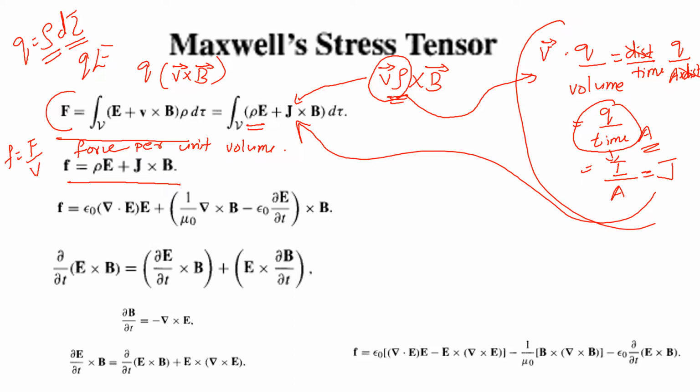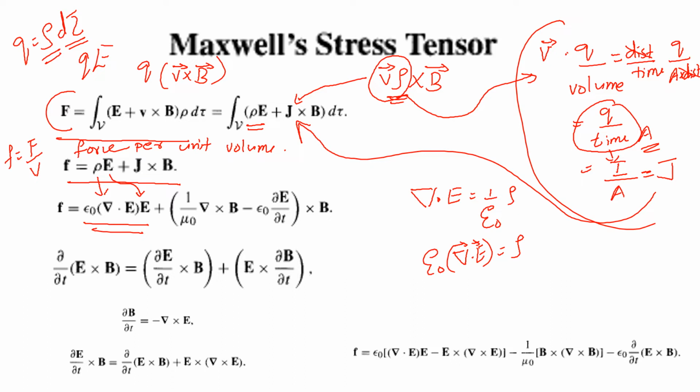Now some more rearrangements and substitutions. From Maxwell's first equation, we know that del dot E equals 1 by epsilon 0 times rho. Therefore, what is rho? Rho equals epsilon 0 times del dot E. That is used here. Instead of rho, epsilon 0 times del dot E is used, and this E is already there. So that is all.